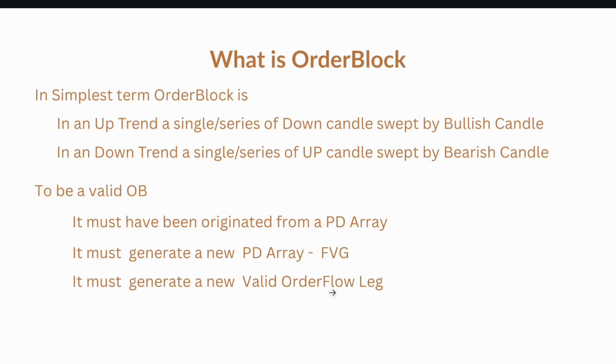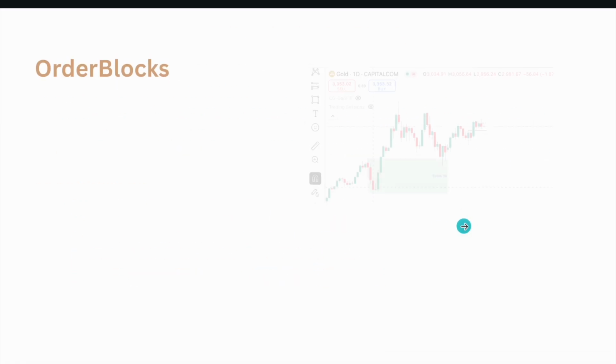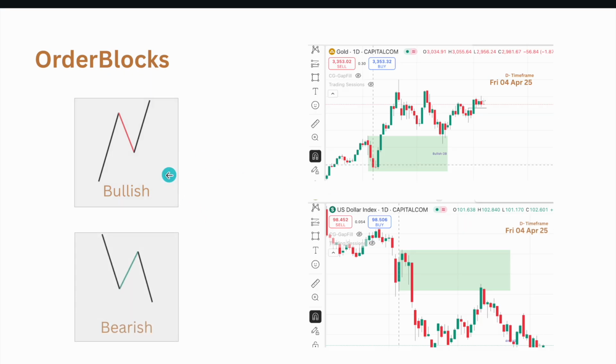It must generate a new valid order flow leg. Now, what is an order flow leg? That we will see in the coming videos. But for now, let's understand an order flow leg is the movement of price from swing low to swing high or from swing high to swing low with a fair value gap in that leg. Okay. Let's see in the chart how an order block can be identified.